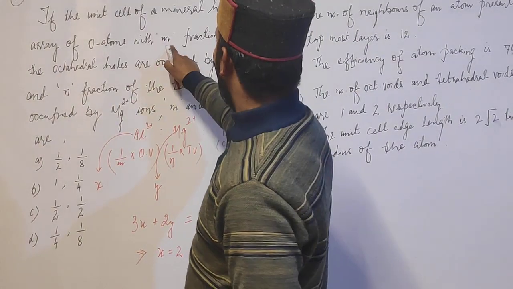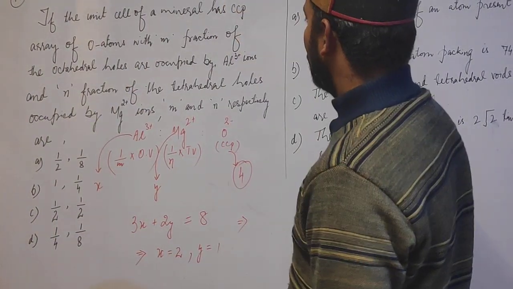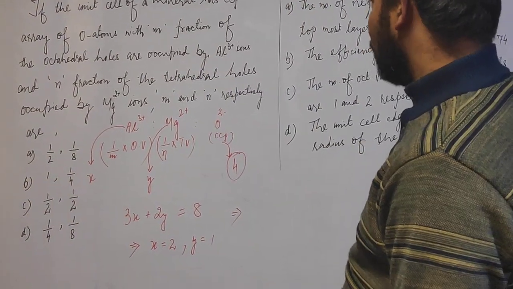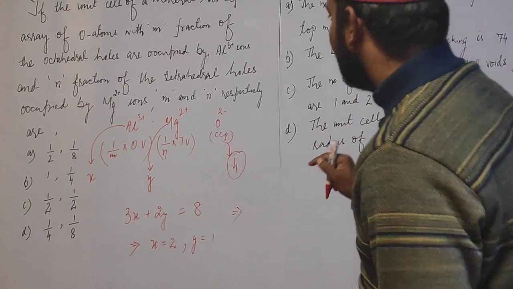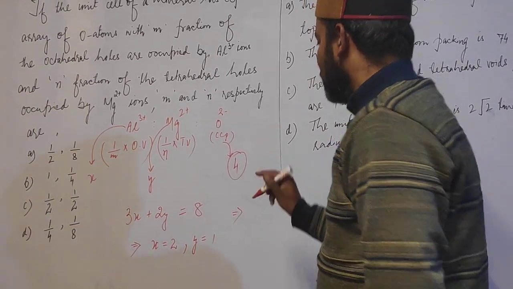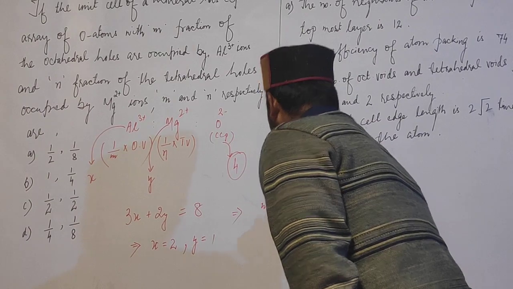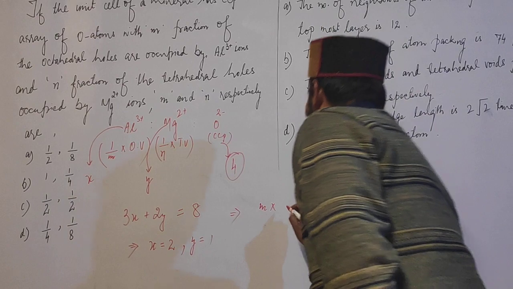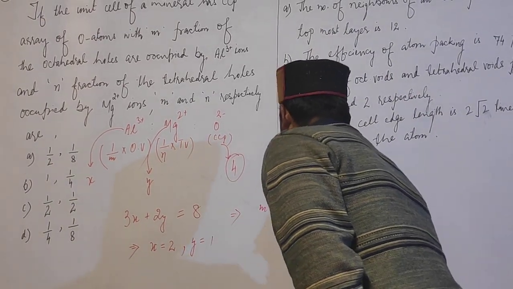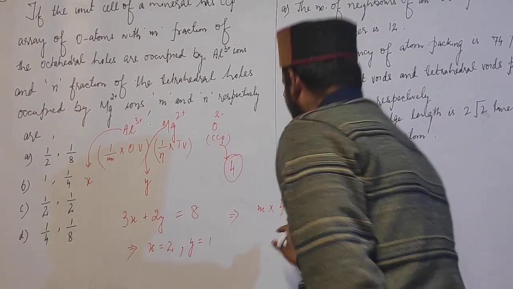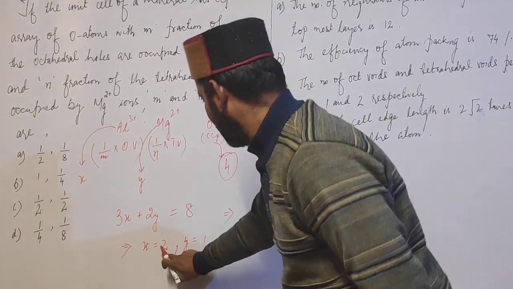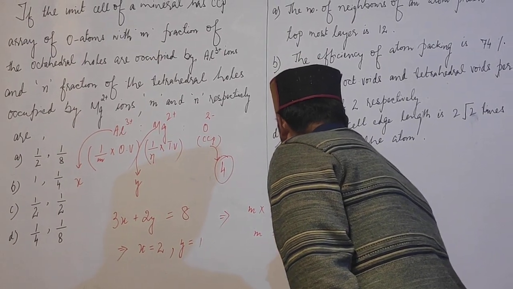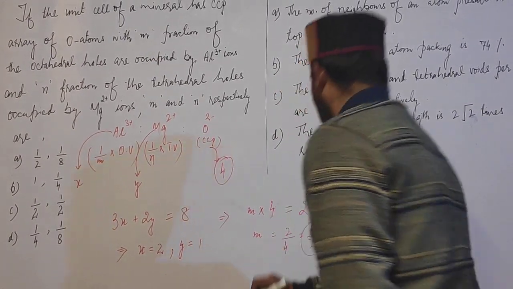We know that mth fraction of the octahedral voids are occupied by aluminium ions. So mth fraction of octahedral voids are occupied by aluminium ions. So we have to find m. So m into octahedral voids, how many will there be? If these are 4, then there will be 4. And we have how many aluminium ions? 2. So from this, m will be 2 by 4, which is 1 by 2.